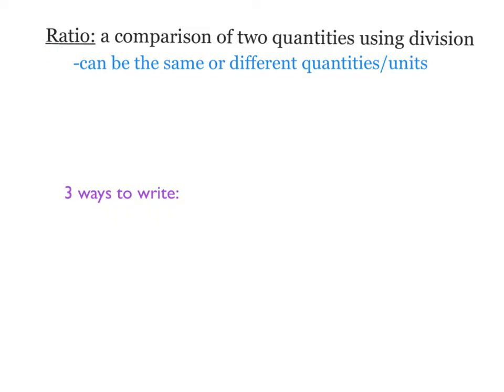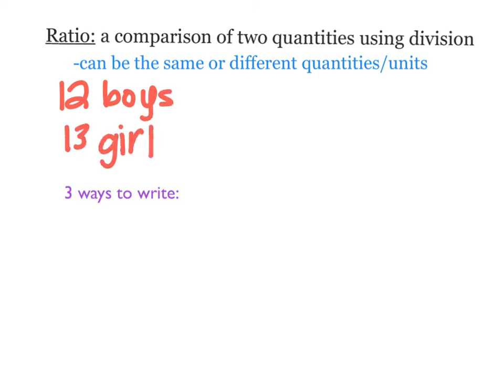Alright, so our first vocab word that we're going to talk about is a ratio. A ratio is a comparison of two quantities using division. So an example of that would be if I was going to compare how many boys are in my class and how many girls. And let's say I tell you that I have 12 boys in my class and I have 13 girls in my class. Okay, all a ratio is, is if I compare those two quantities using division.